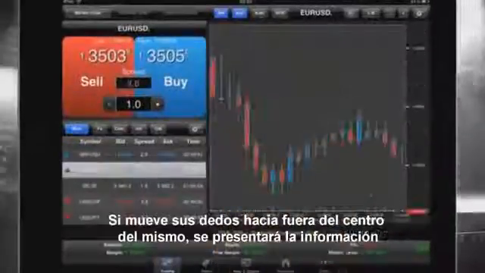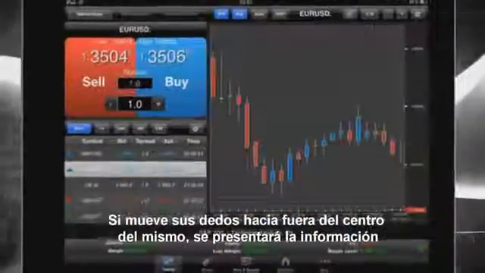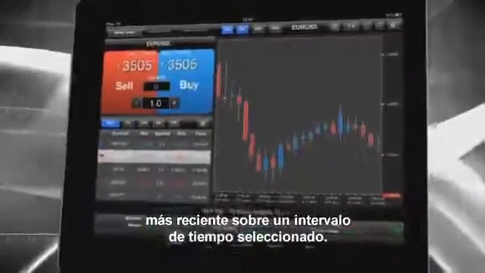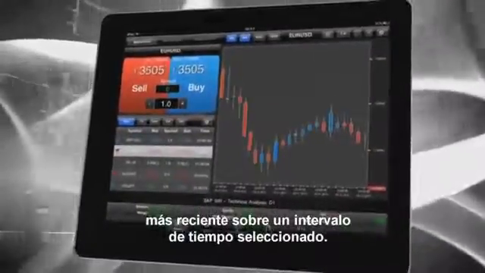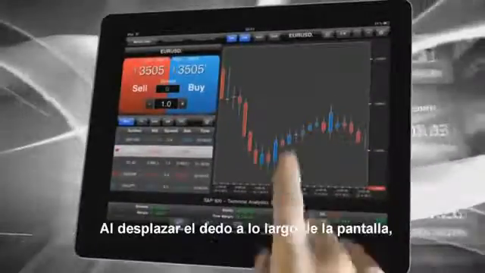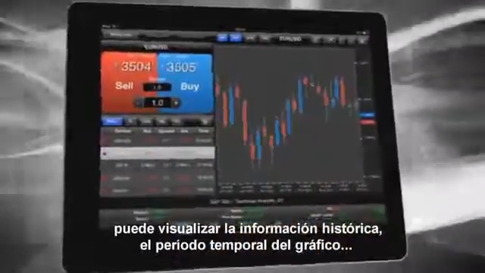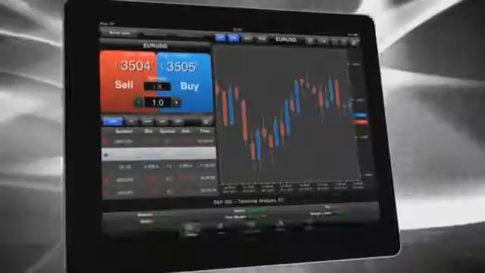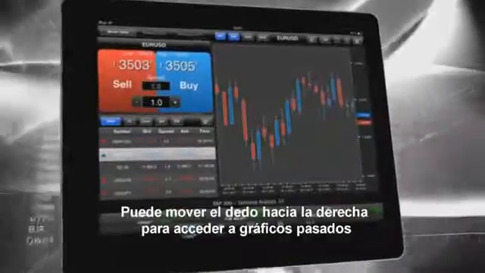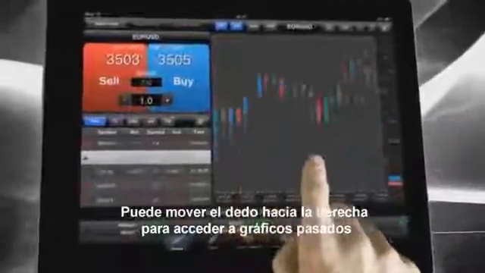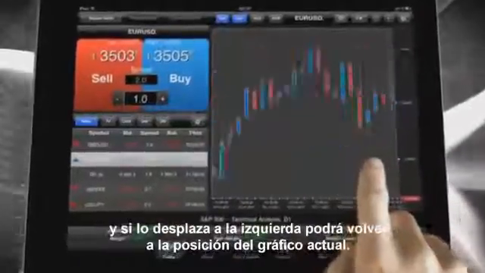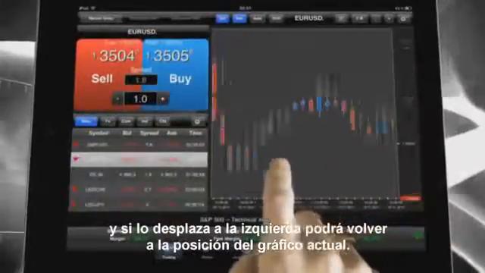Moving your fingers outwards from the chart center will present a detailed view of the most recent information on a selected time interval. By sliding your finger along the chart, you can view historical time period chart information. You move your finger to the right to get access to past chart positions, and move it to the left to get back to current chart positions.